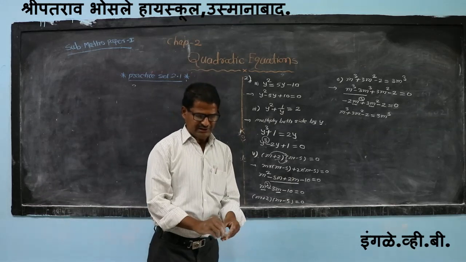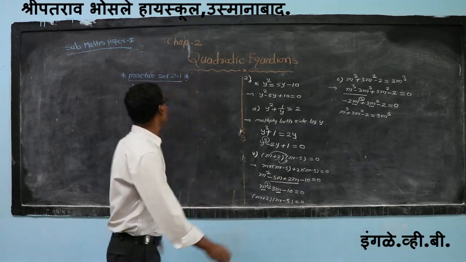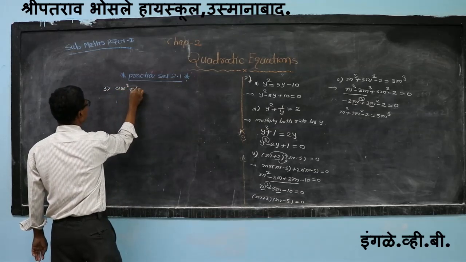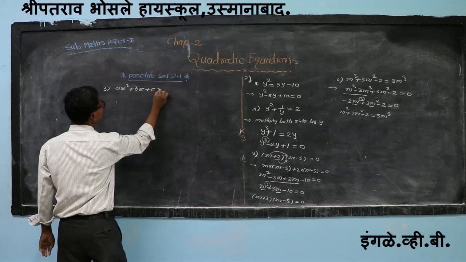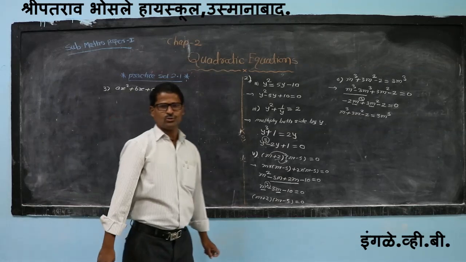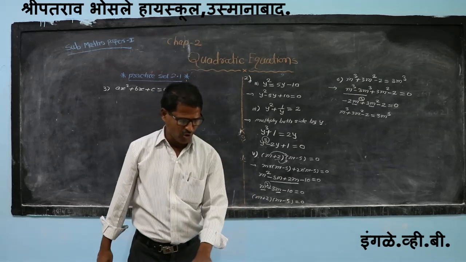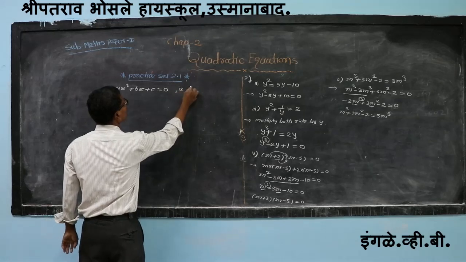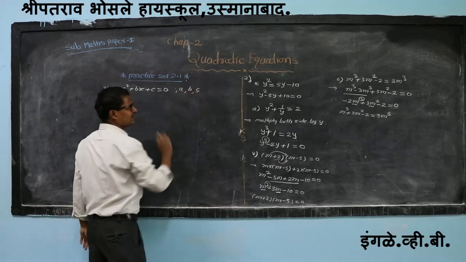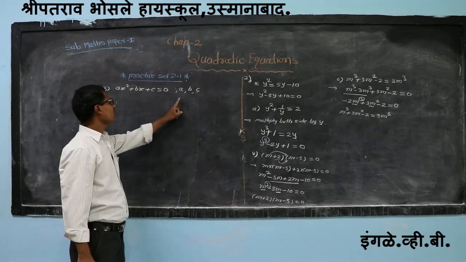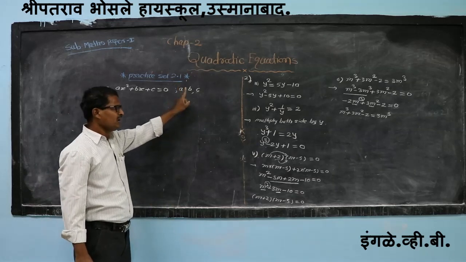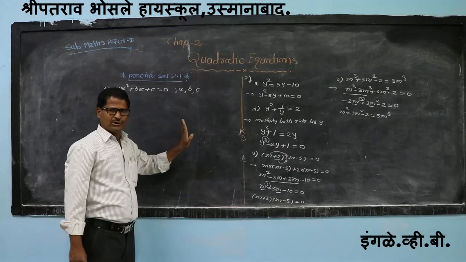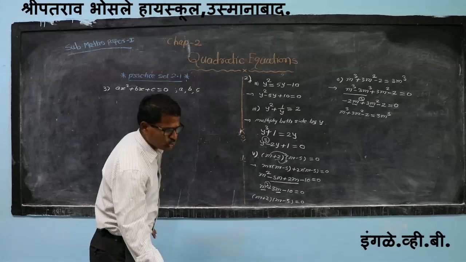Example number 3 is: write the following equation in general form, that is ax square plus bx plus c is equal to 0. We have to write the given equation in standard form and we have to write the values of a, b, c. That means we have to find the value of the quadratic coefficient, linear coefficient and constant term or free term.